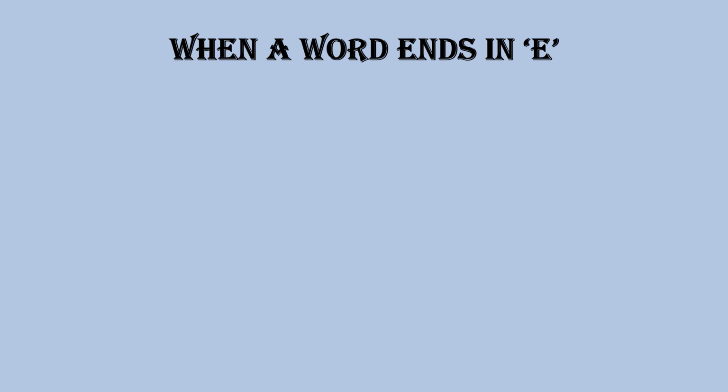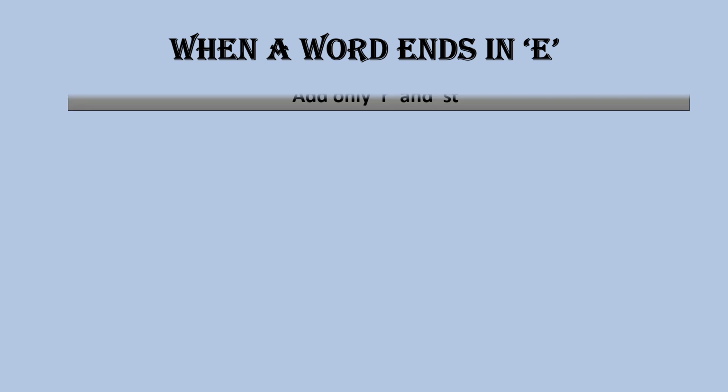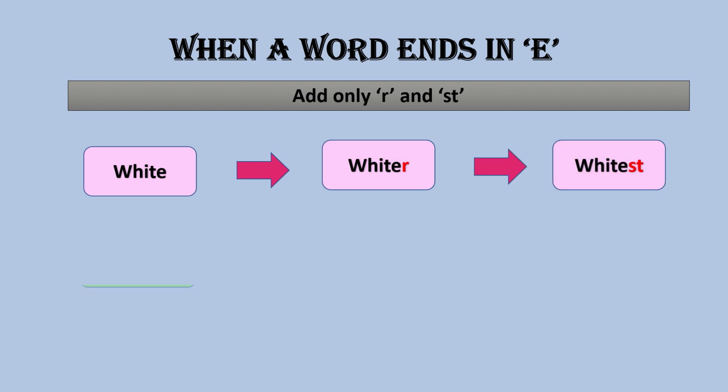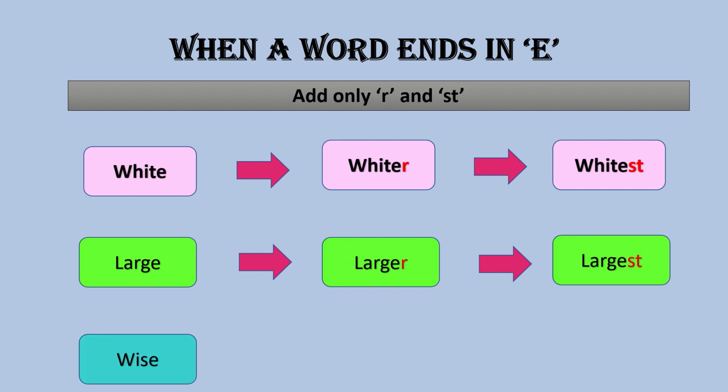And the second type is when a word ends in the letter E. Then you have to add R and ST only, because that word already has the letter E. White, whiter, whitest. Large, larger, largest. Wise, wiser, wisest.